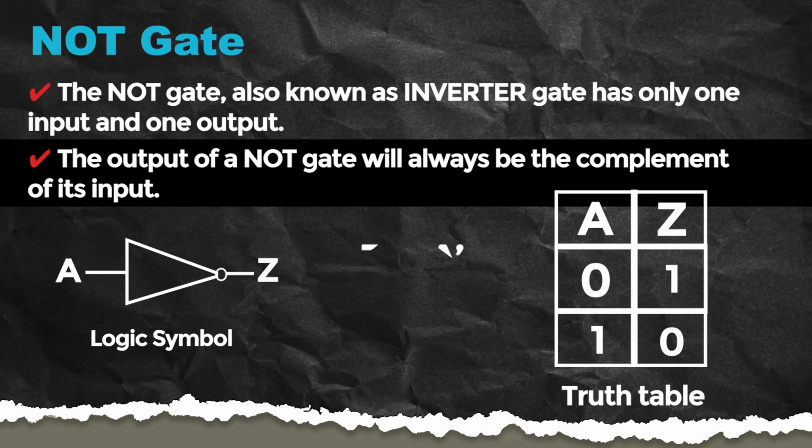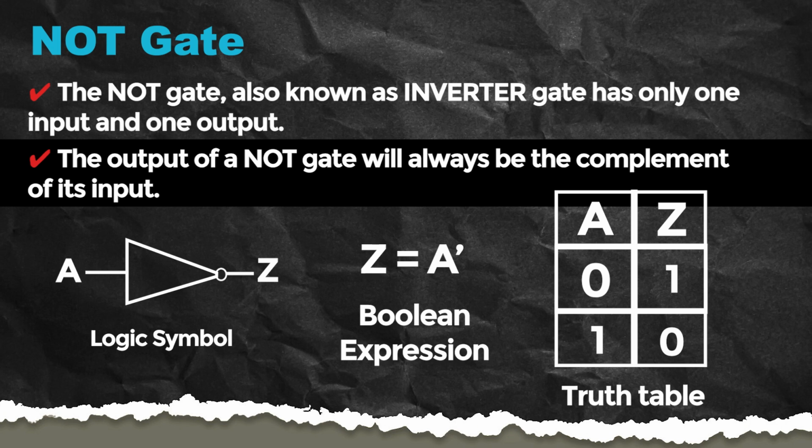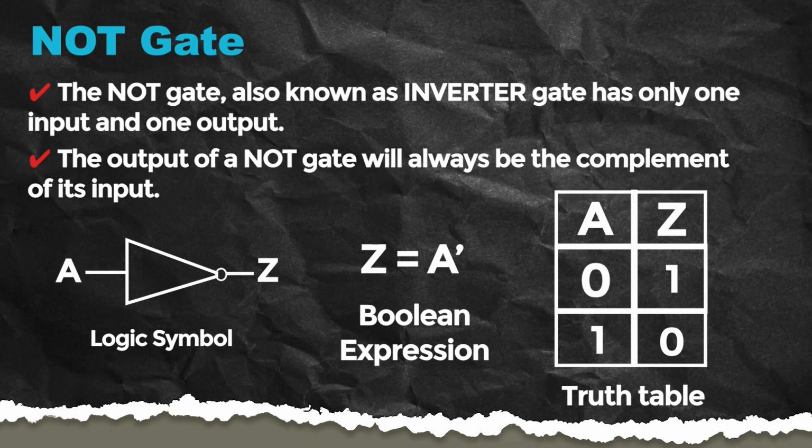So this is the symbol of a NOT gate. We can see that at the output there is a bubble. It shows that whatever the input, we have got only one input. It's a single input and single output gate, the NOT gate. The input variable is A. The output Z is equal to A bar, where the bubble shows it complements the input.